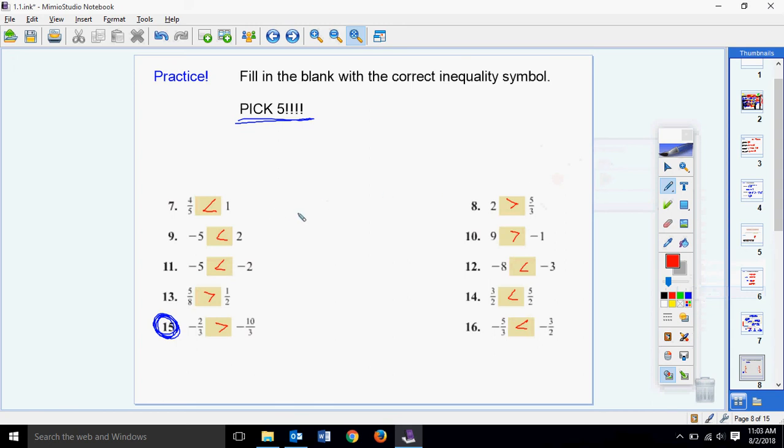All right, check your answers with my answers that I put up here. Let's talk about number 15. If we wrote these as decimals, -10/3 would be -3.3 repeating, and -2/3 would be -0.6 repeating. So on a number line, if we think about which one's furthest to the right, and here's 0, here's -1, -2, and -3. -3.3 repeating would be off over here, and -0.6 repeating would be somewhere in here. So the furthest to the right would be -0.6 or -2/3, which is bigger. So we want the alligator mouth eating the bigger number.